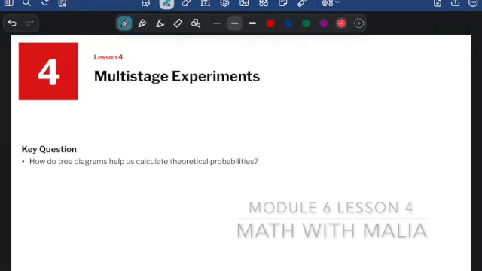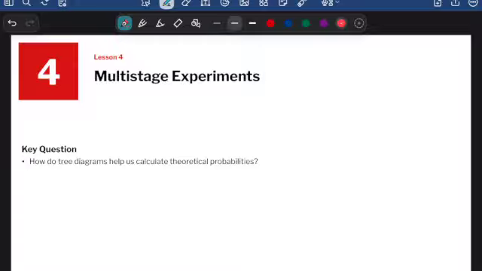Today we're going to be covering Eureka Squared, Math 7 and 8, Module 6, Lesson 4, Multi-Stage Experiments. In the previous lessons we learned about what probability is, what empirical probability or experimental probability is, the actual data results of our experiment, and then we learned about theoretical probability, what we would expect to happen from a chance experiment. Today we're going to talk about experiments that have different stages, and how to calculate theoretical probabilities using a tree diagram to keep all of our data and our outcomes organized.